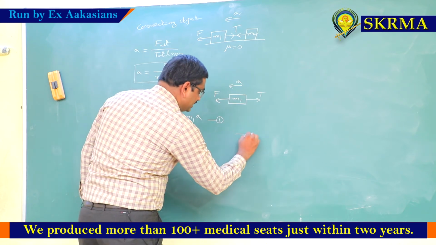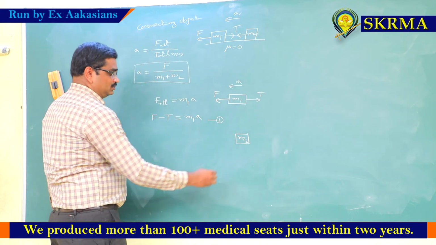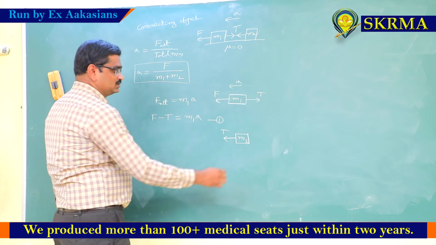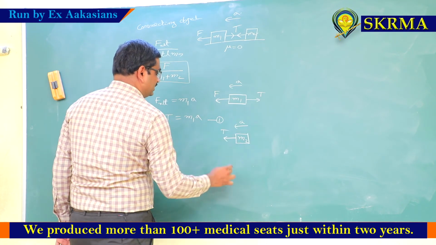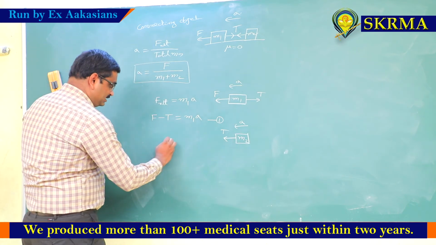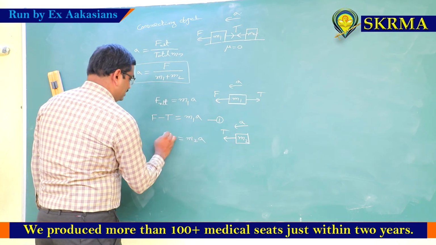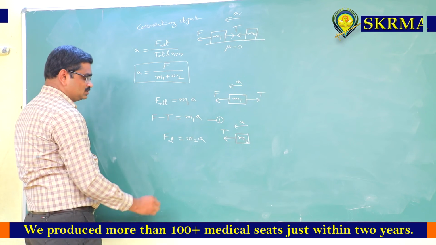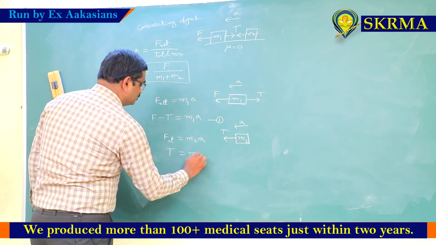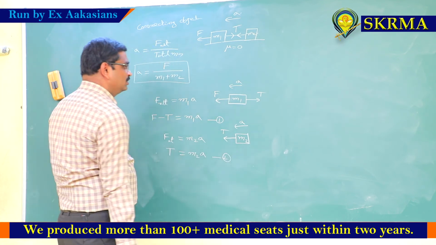Similarly, draw the free body diagram for the second mass m2. On m2 only one force is acting, that is tension only. So it will accelerate towards right. Now for this one apply Newton's second law. Same equation, F net equal to mass m2 into a. What is F net? Net force, only tension is there. So T equal to m2 into a. This is equation number 2.